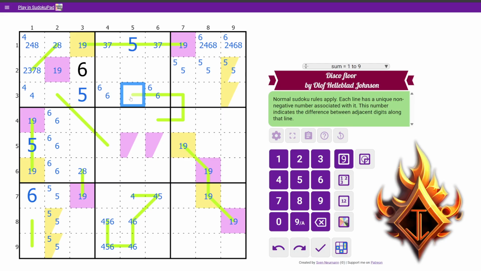This would be yellow. And that would be 3. So is this 1, 9? Because if this is 6, that could not be 3. Because that would be 1 or 9, and they're both in the column. So it would have to be 9, which would be either yellow or pink.